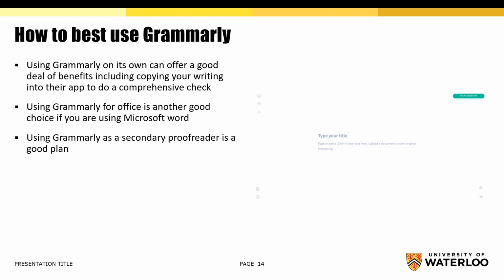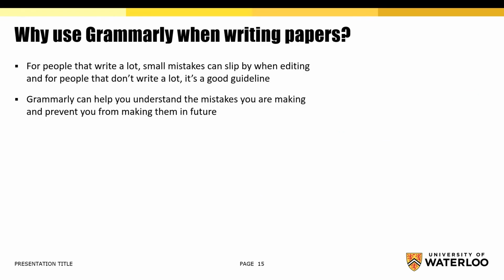Using Grammarly as a secondary proofreader is a good idea, as it can pick up some things a generic proofreader and sentence checker in Microsoft Word doesn't catch, as well as something you might not catch when you're looking at your writing. For people that write a lot, small mistakes can slip by when editing, and for people that don't write a lot, it is a fantastic guideline.